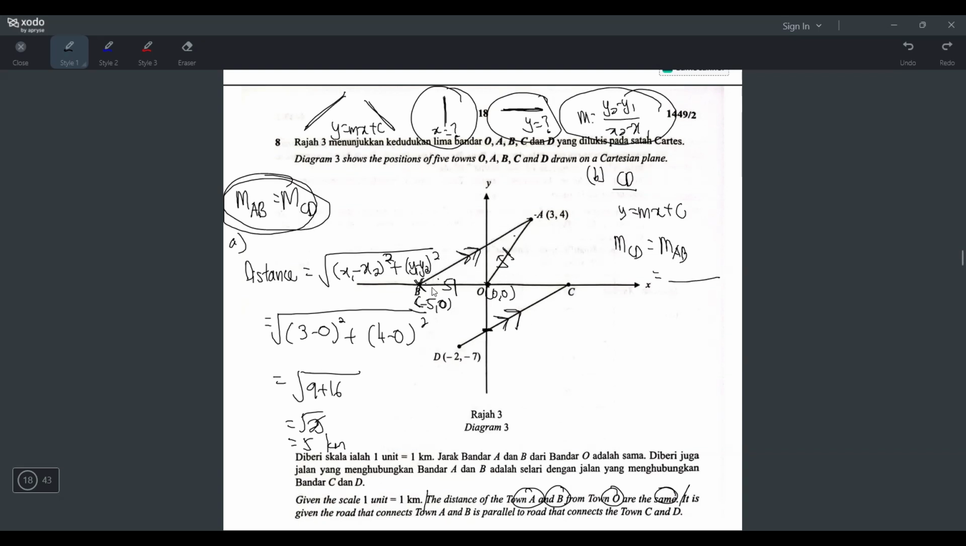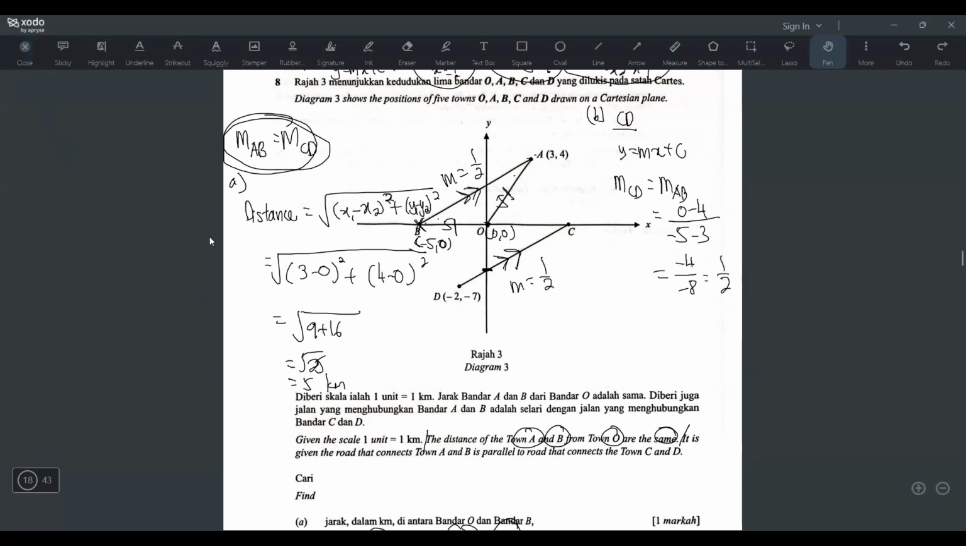So the gradient of AB will be y minus y, 0 minus 4, and then divided by x minus x, negative 5 minus 3. You will get negative 4 over negative 8, which is 1 over 2. But that's the gradient of AB. What about the gradient of CD? 1 over 2 also, because parallel. Parallel means the gradient is the same. So now we can put m into the equation. So it becomes y equals 1 over 2 x plus c.